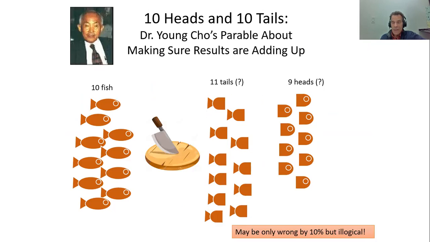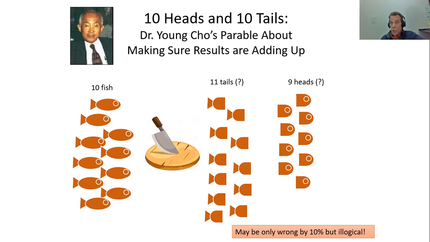I learned this from Professor Young Cho, who was my mentor. One day I showed up with results from analyses that I carried out, and he said, let me tell you a story. You go to the fish market and you buy 10 fish. You ask the fishmonger to cut the fish in half. You go home, you open the bag, and you find 11 tails and 9 heads. Maybe you're only wrong by 10%, right? There's 1 head missing and 1 tail too much, but you got cheated.